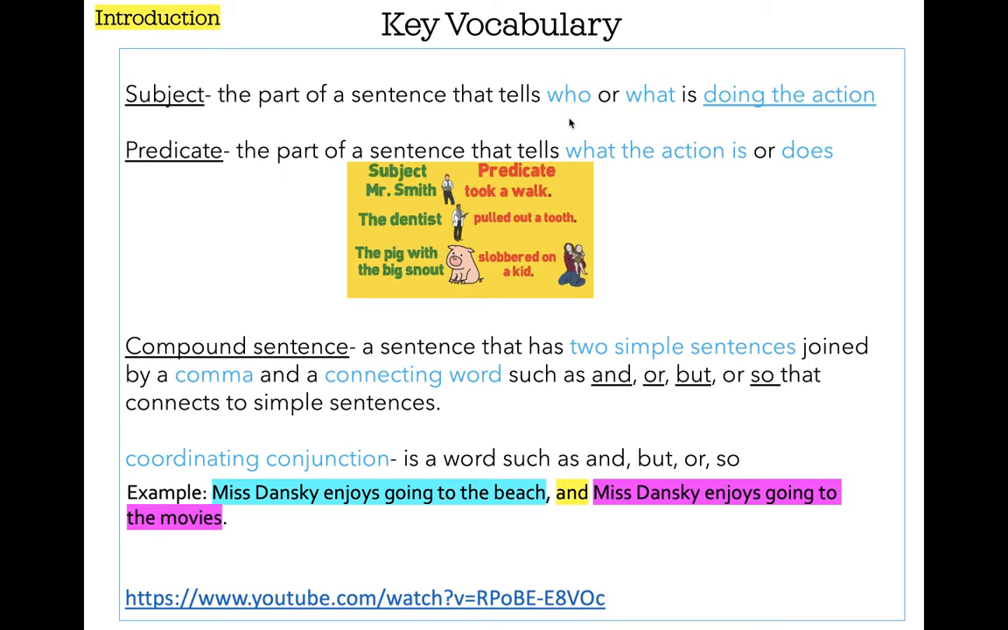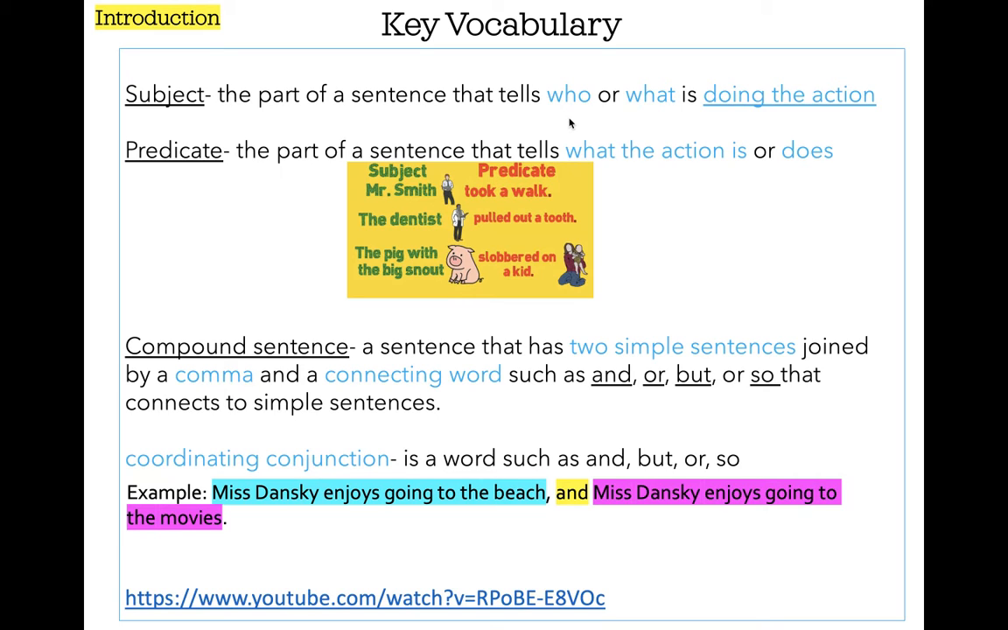So Mr. Smith is the subject. The predicate would be took a walk. So Mr. Smith is the noun, the proper noun in the sentence. It's the subject of the sentence. And the predicate starts with the verb took, and it goes until the period. So took a walk.